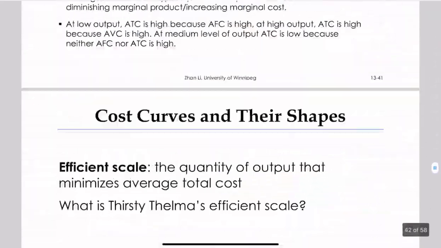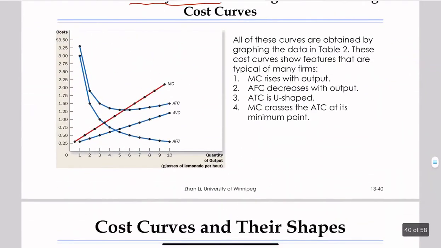So what are our observations here? The first, you can see that marginal cost rises with output, right? So this is the marginal cost. This is very understandable because we know that marginal cost increases as you increase output. So obviously, the marginal cost curve would look like this.